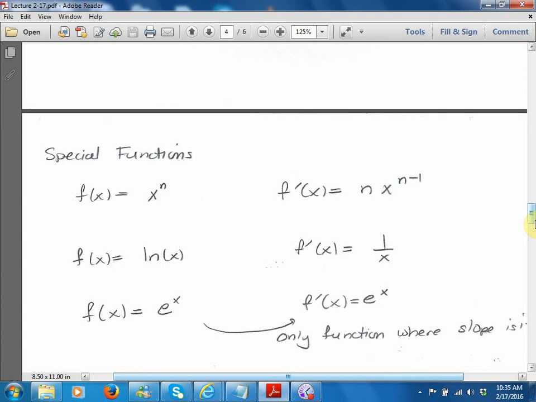One of the license plates when I was working at the Army, this guy would pull in and he had e to the x. I thought that was so cool. It is a cool function. It's the only one where the slope is exactly itself, and it shows up everywhere.